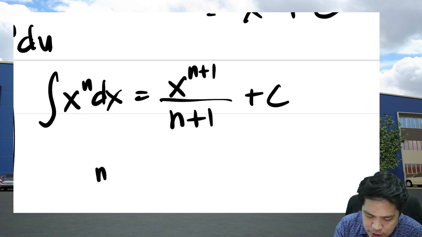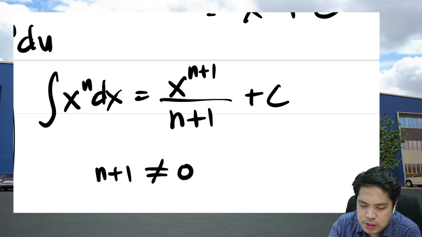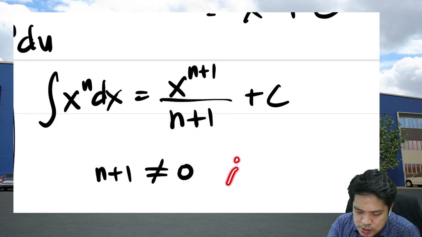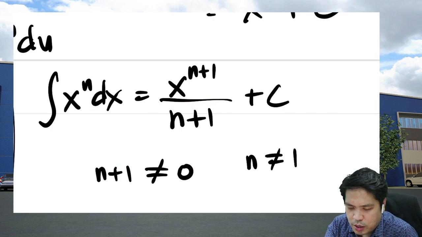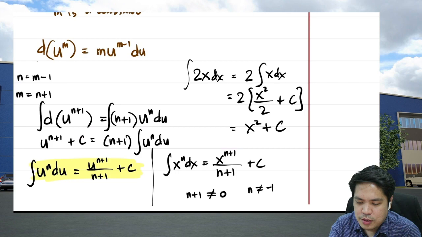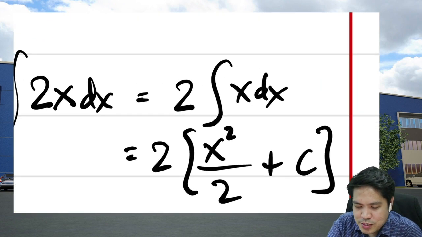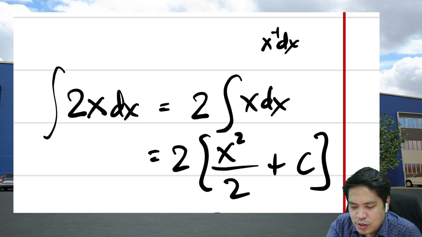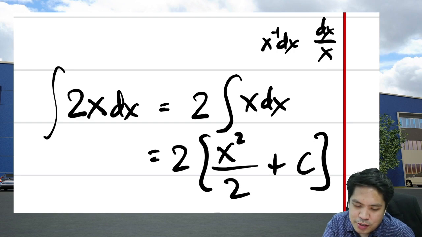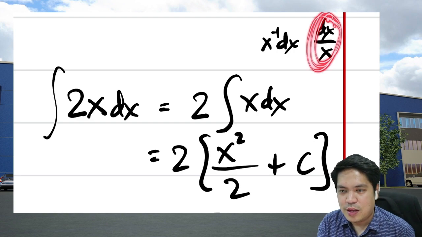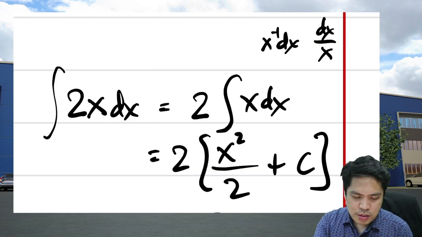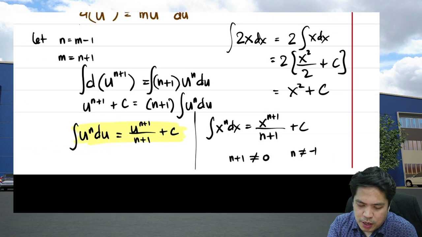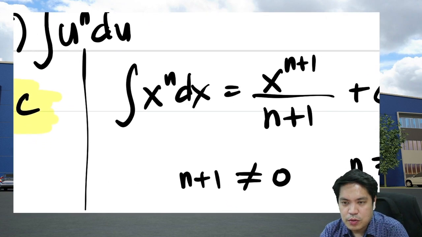I forgot that n plus 1 should not be equal to 0, right? Kasi nag-divide tayo. So, n plus 1 should not be equal to 0. Or that means n should not be equal to negative 1. And obviously, because when n is negative 1, for example, x raised to negative 1 siya dyan, dx. So that is the same as dx over x, and we know that this is the derivative of ln. So ln na siya, pero that would be sa future discussion na natin. That is if n is equal to negative 1. But for algebraic, for general power rule, n should not be equal to negative 1.